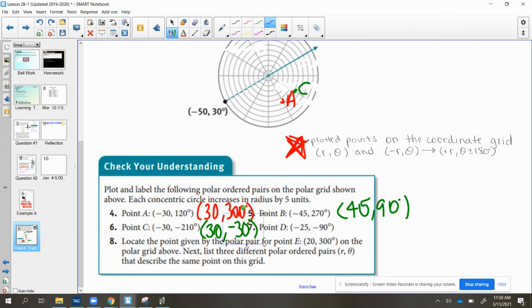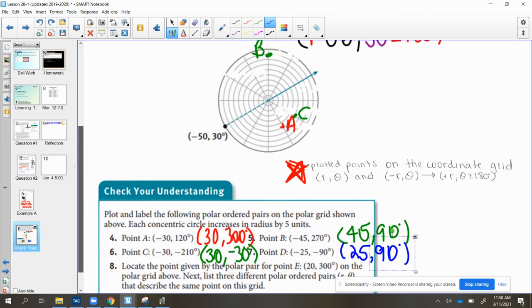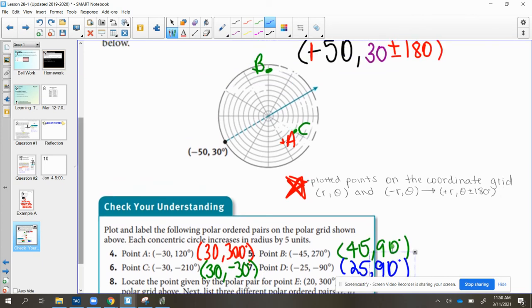Next, we have point D. Make this positive 25. Again, either add or subtract 180. This time I'll add the 180 in the positive 90 range. So 25, 90 would be right here. This is point D.